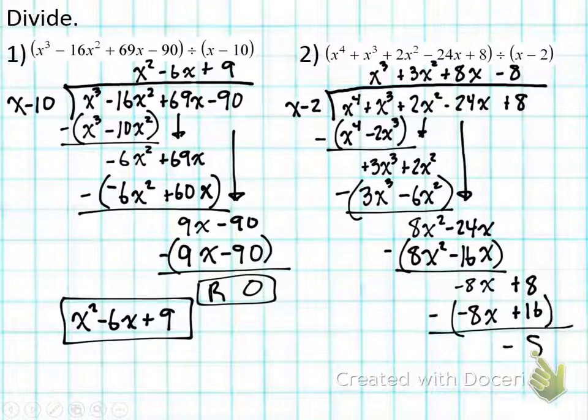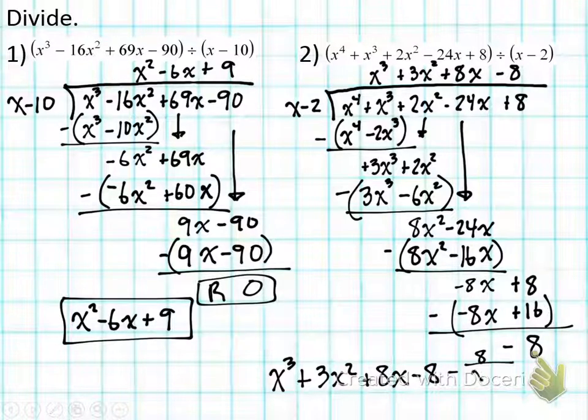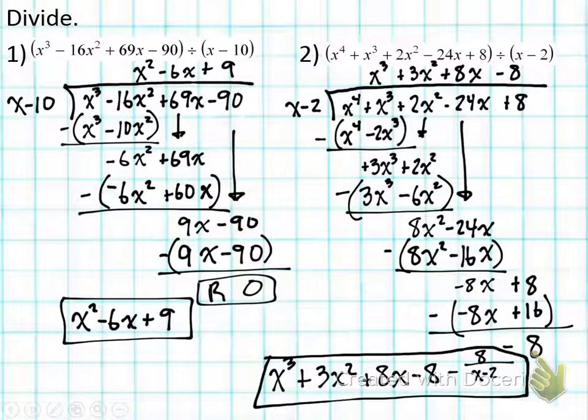No, so I'm going to have a remainder. When I have a remainder, what do we do? We put it over the divisor. So I'm going to write the whole answer out. So check it out. I'm going to write the thing that's in our answer, x cubed plus 3x squared plus 8x minus 8. And then we have a negative 8, so I'm going to do it minus 8 over the divisor as my answer. And that's your answer. Okay?